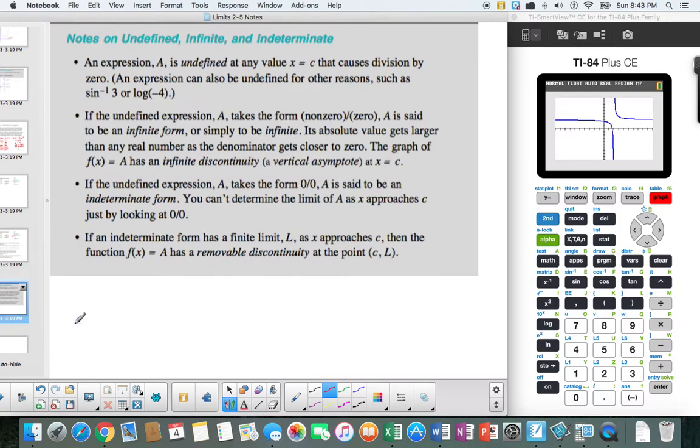So, notes on undefined, infinite, and indeterminate. Make sure you read these things so that you can be familiar with what we mean when we say infinite form or infinite discontinuity, and indeterminate form. And this is the end of the screencast.